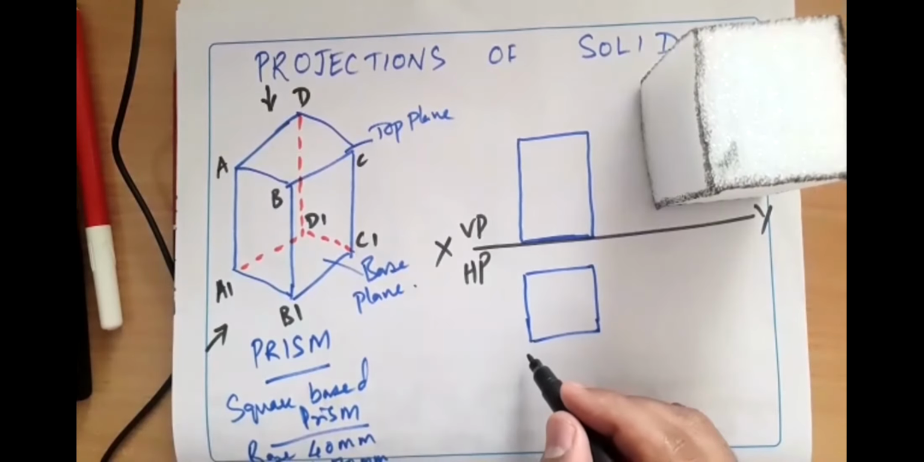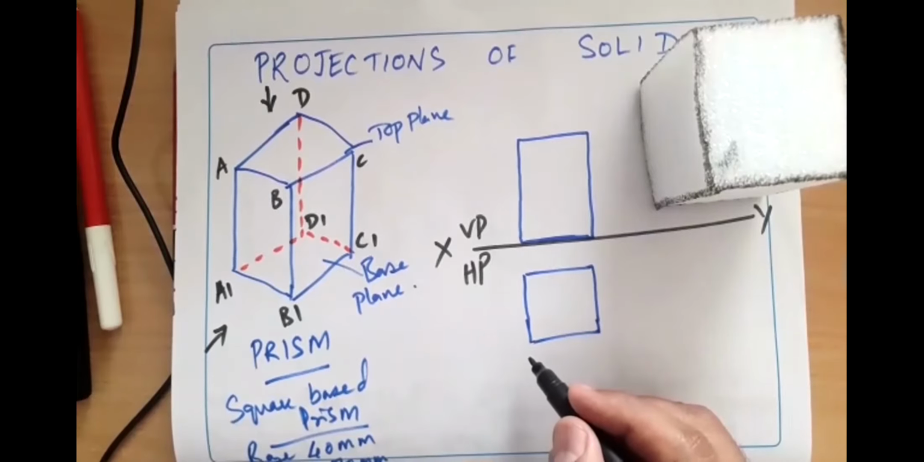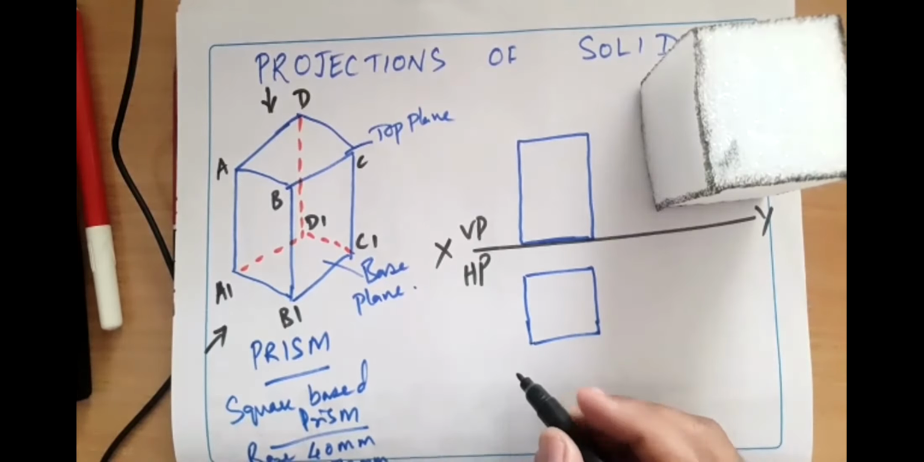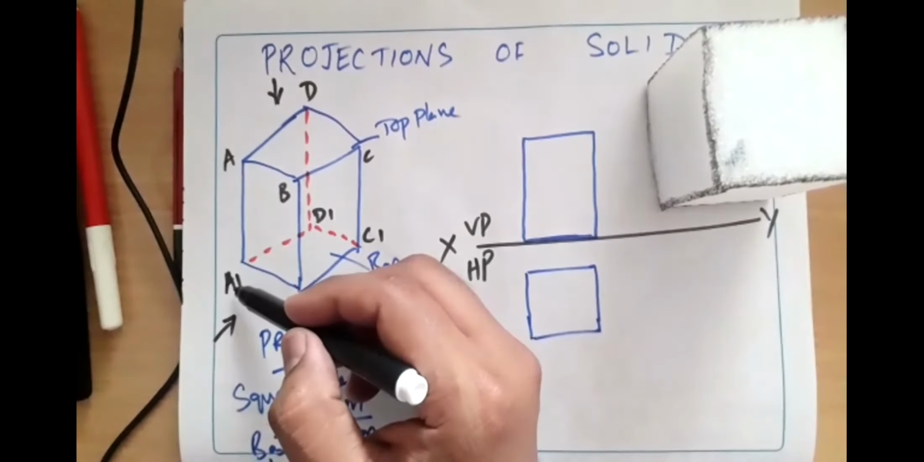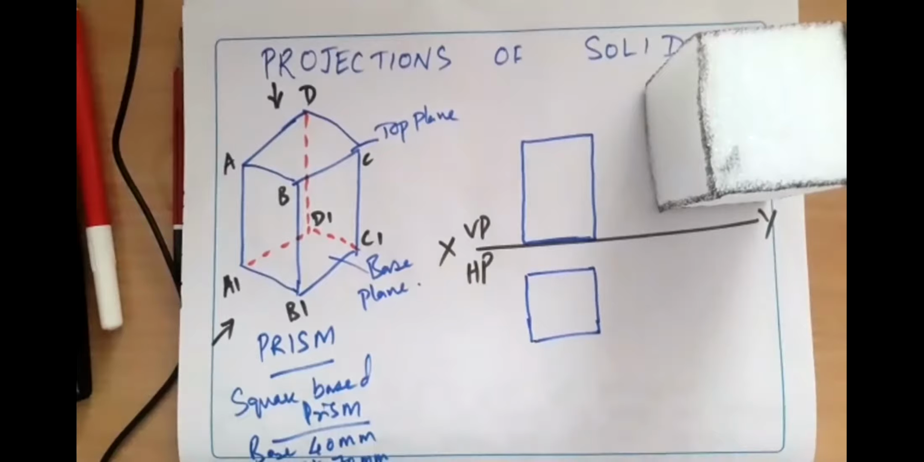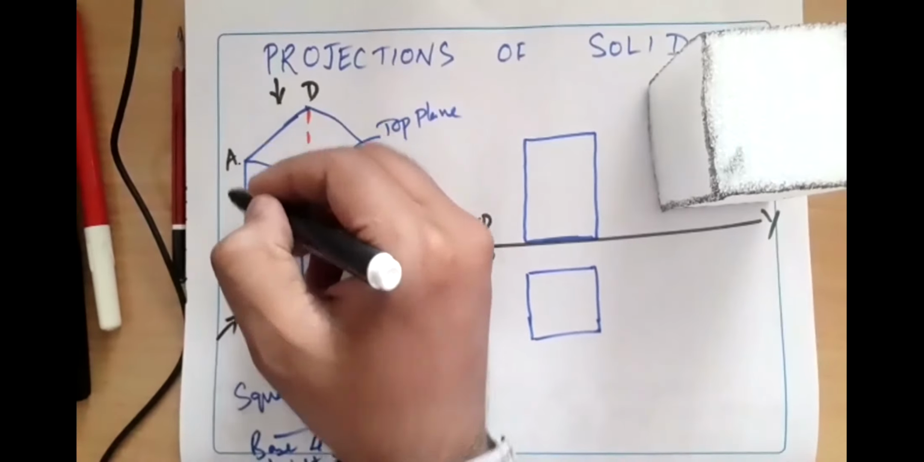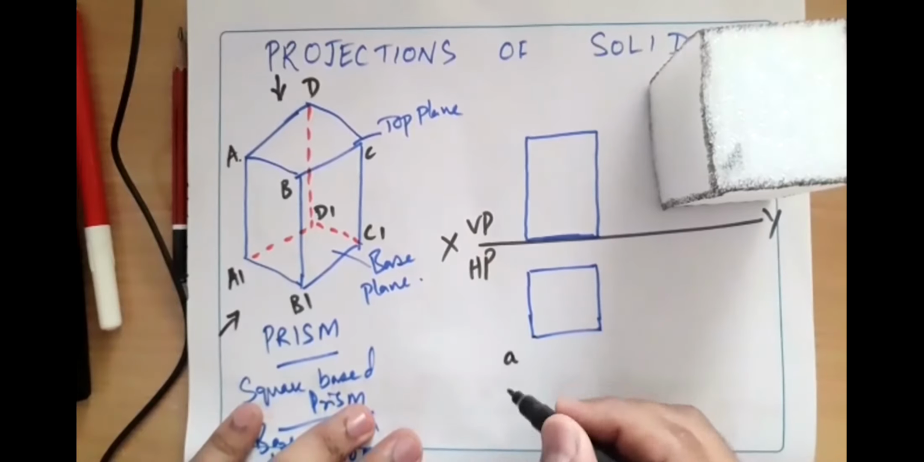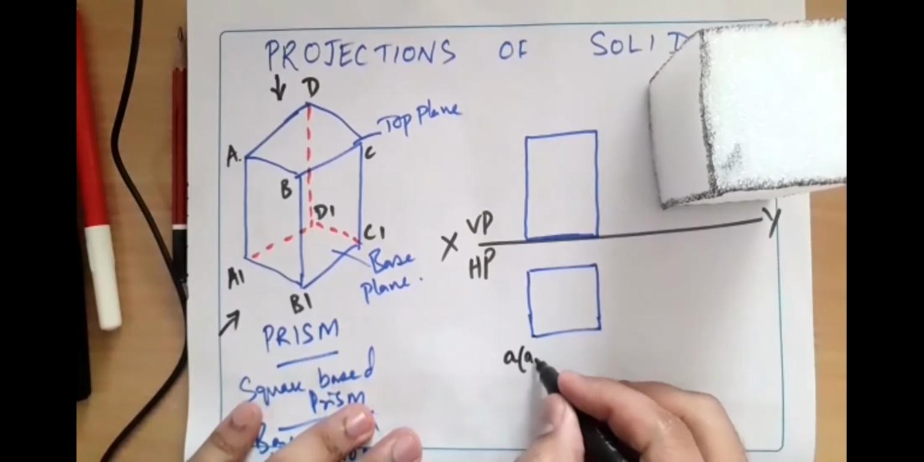How to name this? Can anybody tell? A of A dash? A of A1. That is, the first time we see A and then A1. So this corner I'll name as small a of a1.